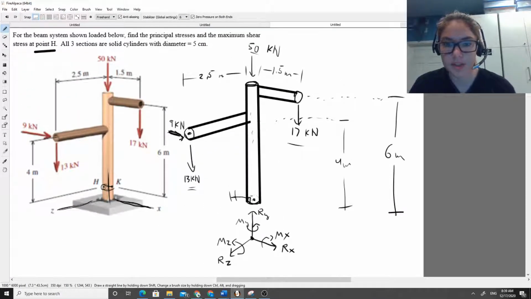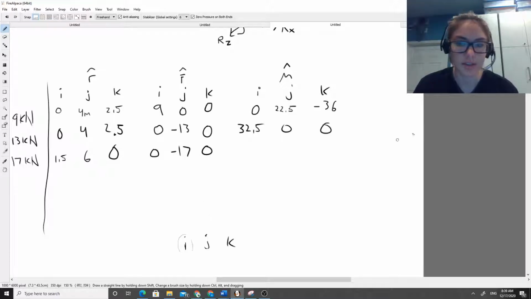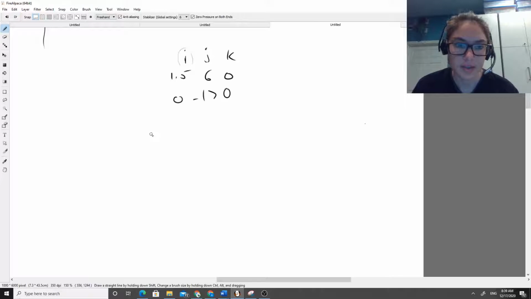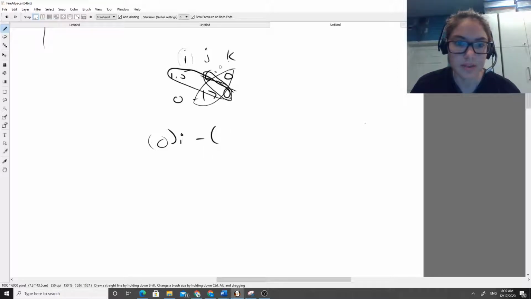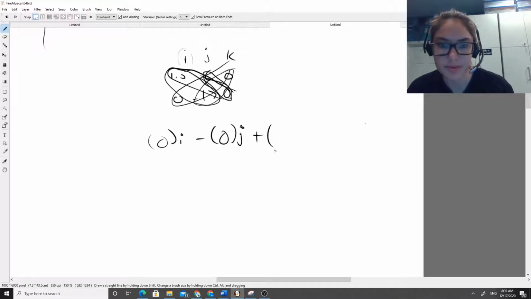And in terms of the force vector, it's pointing straight down, so that's going to be a negative 17. We'll take the cross product of those two. We say, okay, 1.5, 6, 0, 0, negative 17, 0. First off we have i, so that's going to be 0 minus 0, so 0 i, minus j, which is going to be 0 minus 0, which is 0 j, plus k, which is going to be negative 17 times 1.5, equal to negative 25.5.